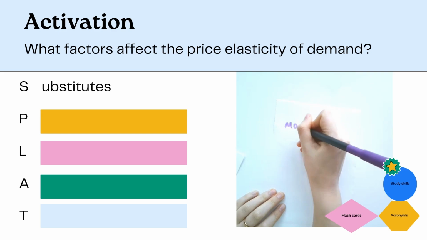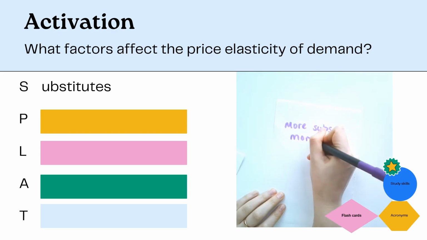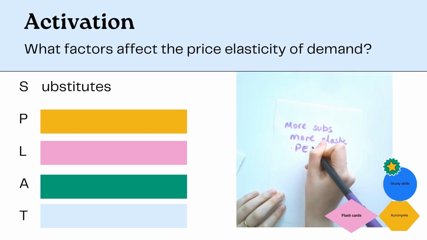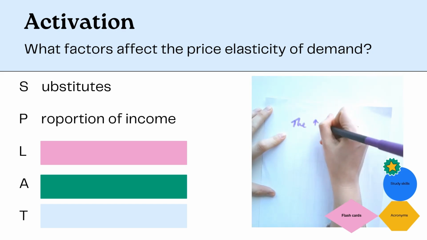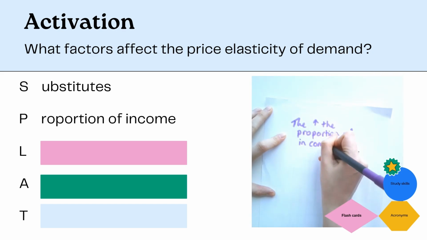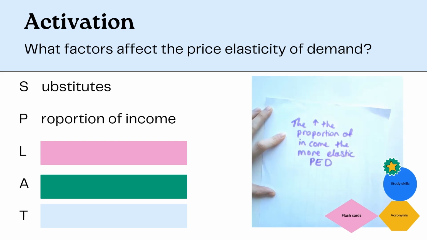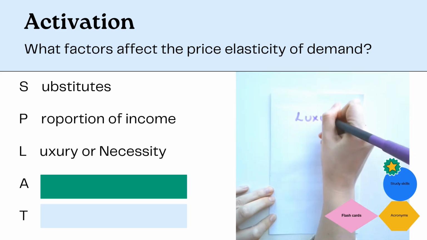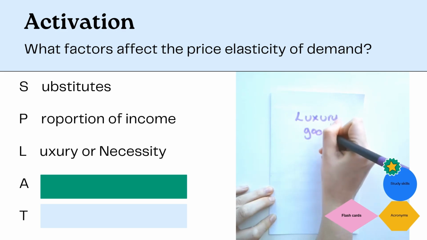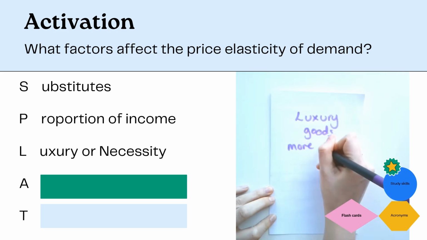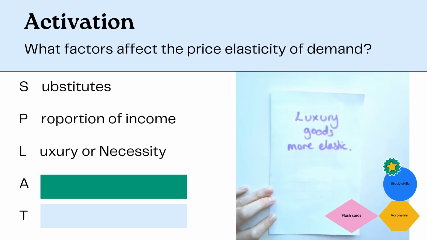The more substitutes there are for a good, the more elastic the PED will be. The greater the proportion of income, the more elastic the good will be. The more luxurious a product is, the more elastic the good will be. And the inverse being, if it is a necessity, it is likely to have an inelastic demand.